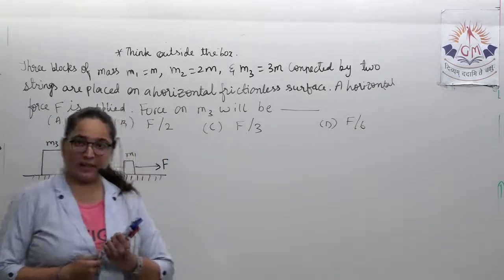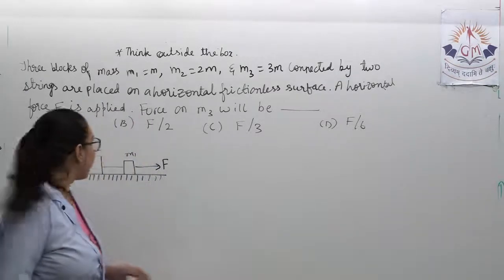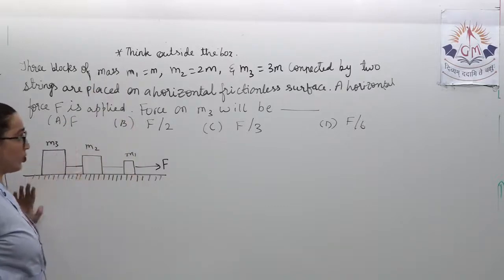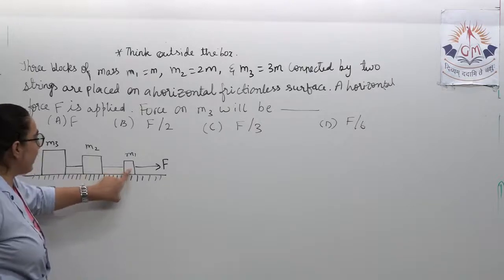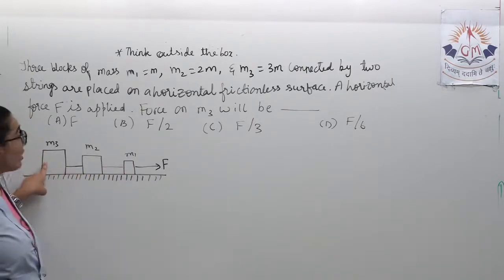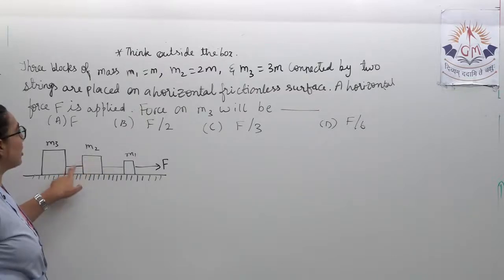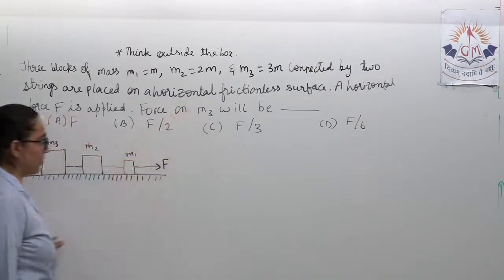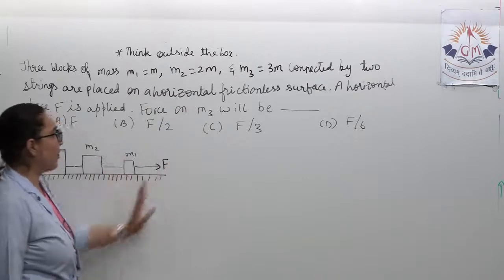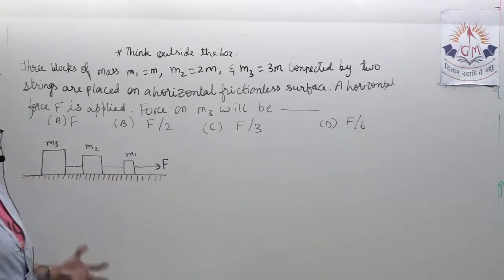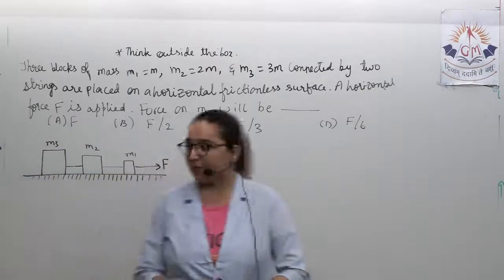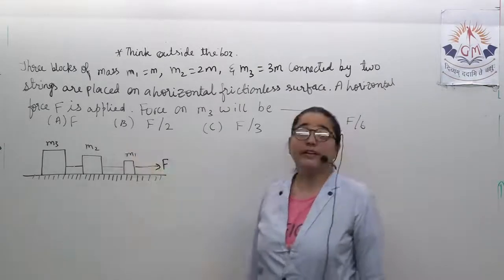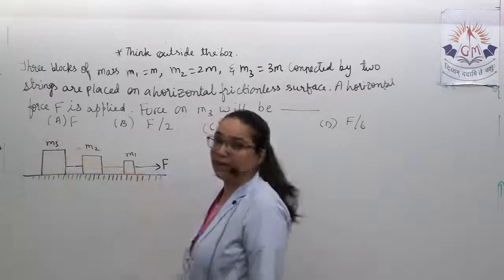Just try to understand the question. What's the question? There are three blocks, M1, M2 and M3. If the weight of this is 10, then this will be 20 and this will be 30 kg. And you can see how they are connected. They are connected by two strings and placed on a horizontal frictionless surface. When the force F is applied over here on mass M3, overall, if I am applying total force F, then what will be the force on only M3?